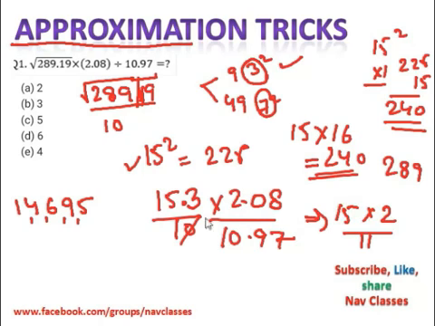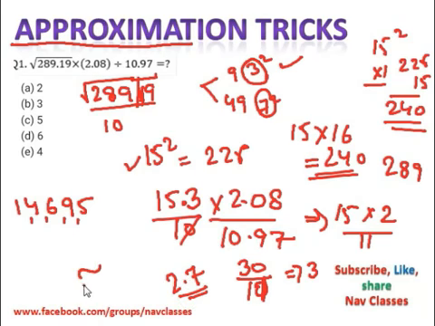15 multiplied by 2 divided by 11 is 30 divided by 11. If we divide 30 by 10, it is 3. If we divide it by 11, then it must be 2 point something. The answer will be 2.7. So we can say that approximately the answer is 3. We will not take 2 because it must be more than 2. The answer should be 3.